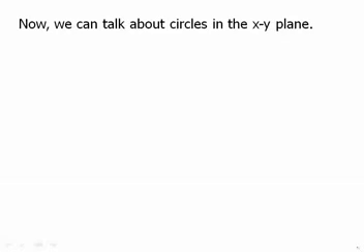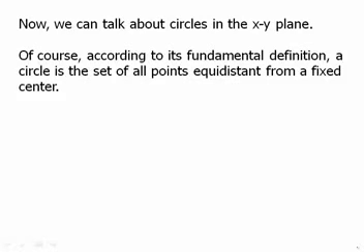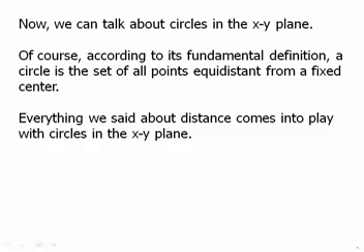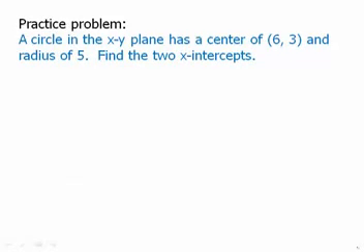Now we can talk about circles in the xy plane. Of course, according to its fundamental definition, a circle is the set of all points equidistant from a fixed center. Everything we said about distance comes into play with circles in the xy plane. Here's a practice problem. Pause the video and then we'll talk about this. Okay, a circle in the xy plane has a center of 6, 3 and a radius of 5. Find the 2 x-intercepts.